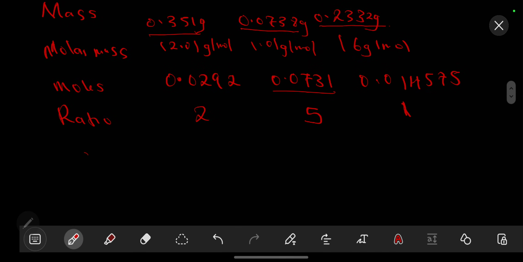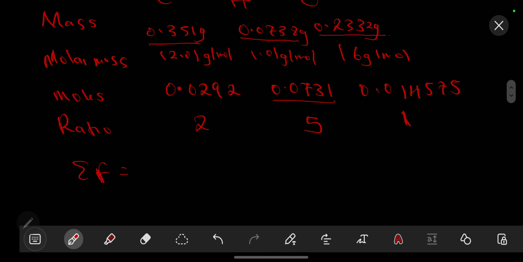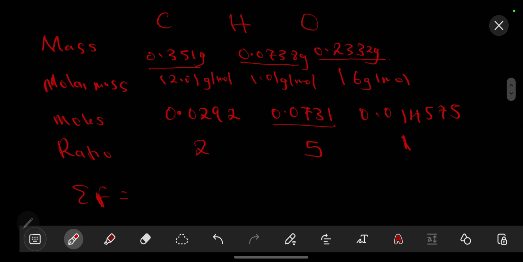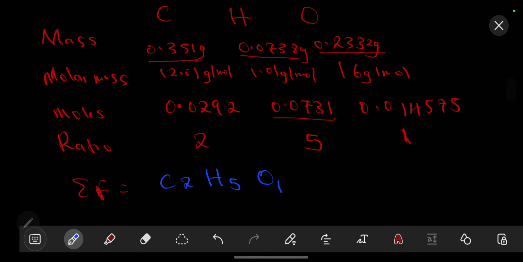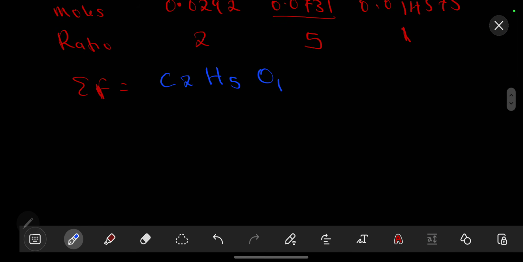So this means that the empirical formula is equal to, we are going to just pick, as you have seen, carbon is with a 2. Then we go to hydrogen. Hydrogen is with a 5. So you just pick them like that. Then oxygen is with a 1. So now we have found the empirical formula.